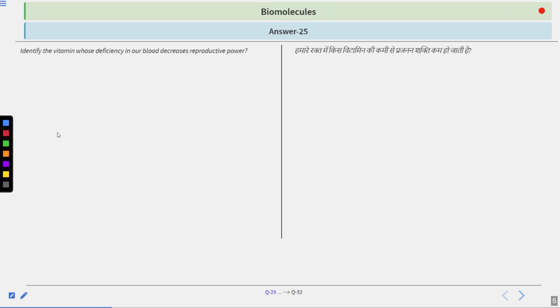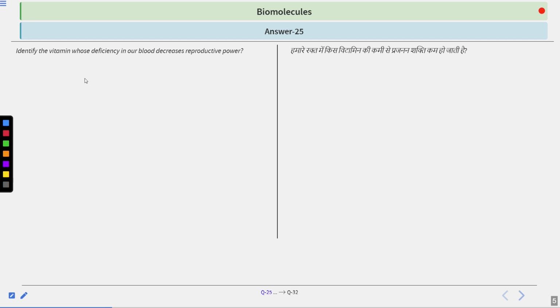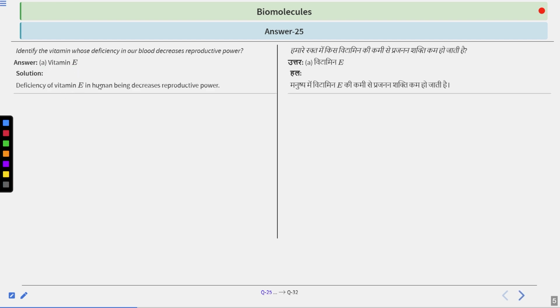Let's see. The correct answer for the given question is option A, that is vitamin E. Deficiency of vitamin E in human beings decreases the reproductive power. When you have a deficiency of vitamin E in the blood, it will affect the reproductive power. As our question asks which vitamin decreases the reproductive power, it is vitamin E, and thus option A is the correct answer.